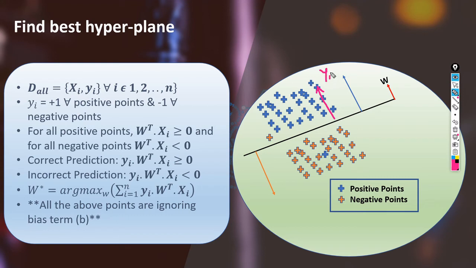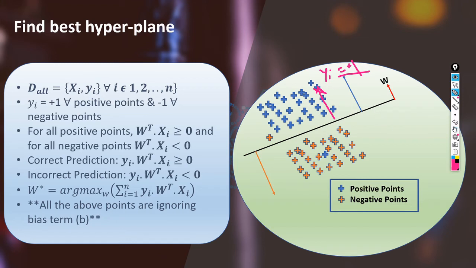So yi will be positive 1. Okay, so now when we calculate the signed distance for this particular point, it will always be greater than 0, because for this point yi is positive 1 and w transpose xi is also greater than 0. So the product of two positives is greater than 0, right? Two positives will always be positive. So for all the correct predictions of the positive points, it will be greater than 0.